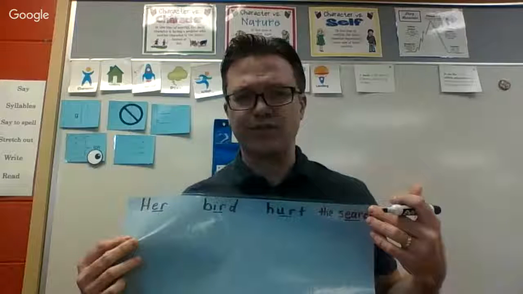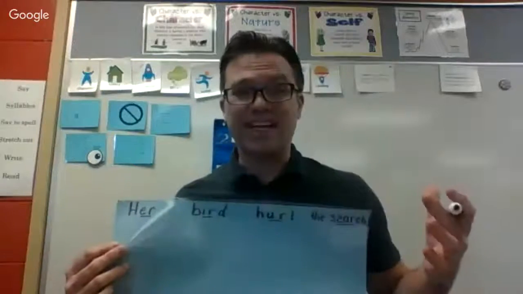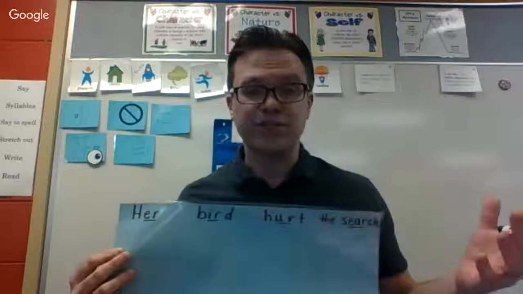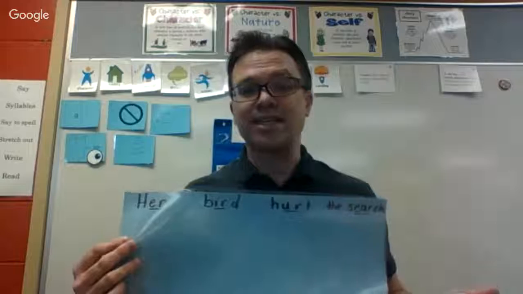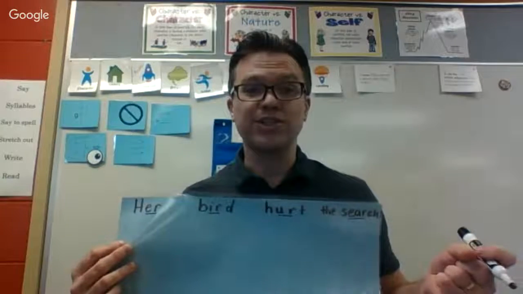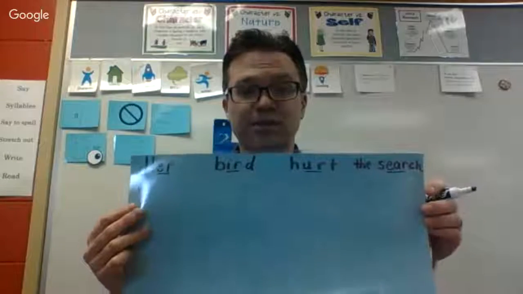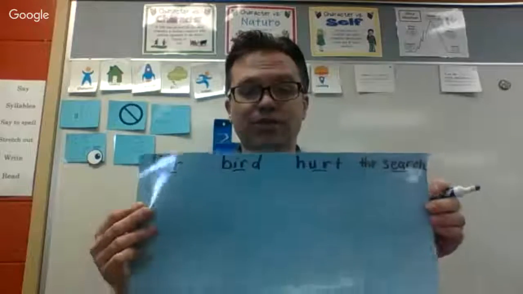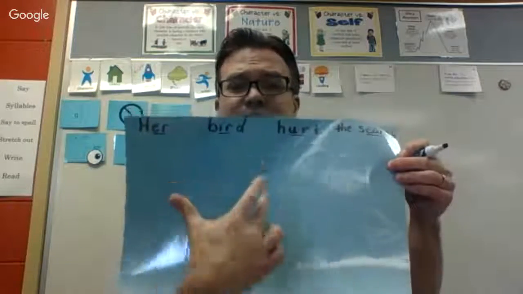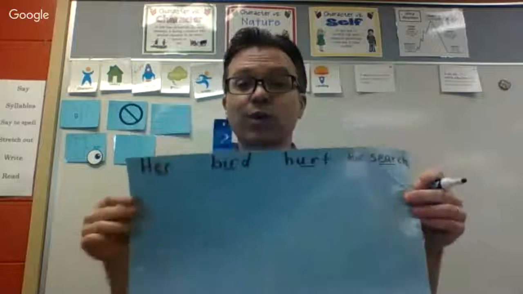So a girl's bird hurt the search, meaning she got in the way of them searching for something. You as a class can come up with another phrase if you want to, if you think you can come up with something to help you creatively remember the different sounds, but this is the one that I'm going to use on the video. And if you look, I've separated them into different columns.